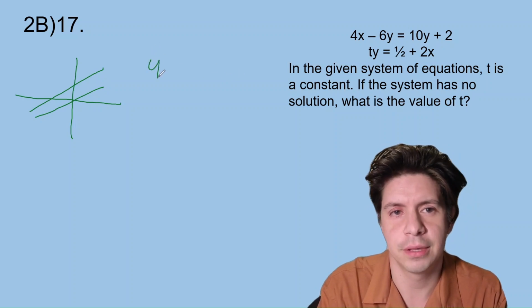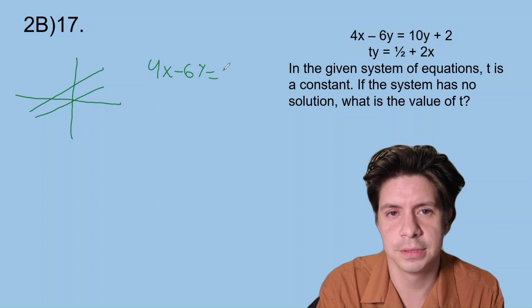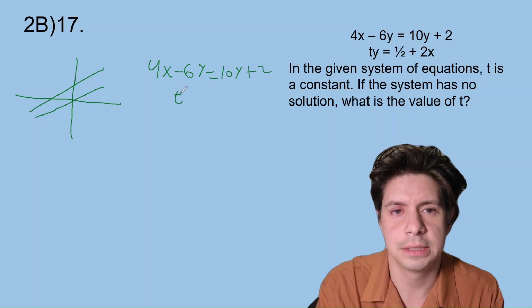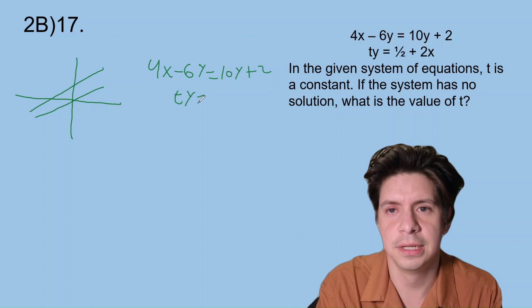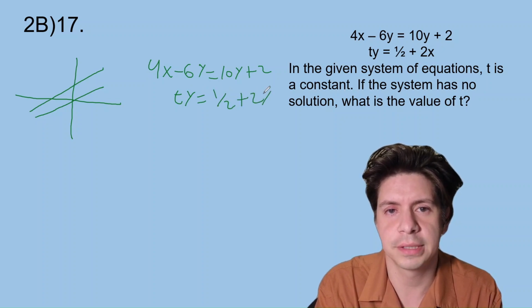So I'm going to rewrite the equations here. 4x minus 6y equals 10y plus 2. And then I have ty. I make my t's look like j's to keep them separate from the plus signs. Equals 1 half plus 2x.